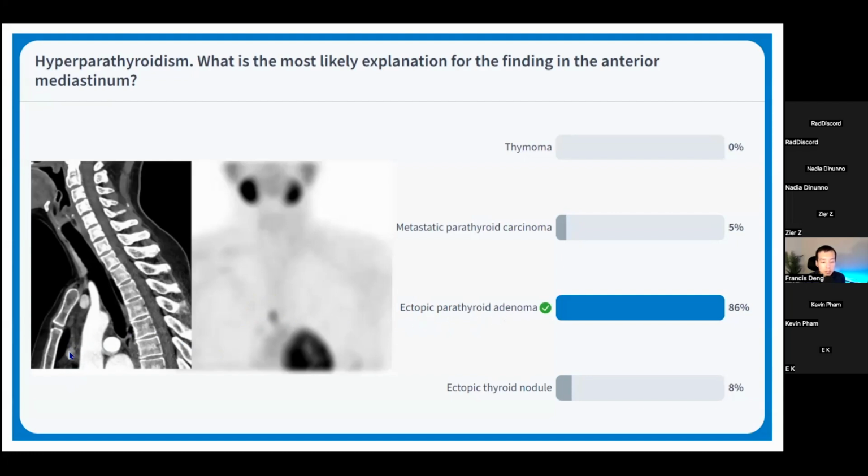One of the ectopic locations that parathyroids can end up in is the anterior mediastinum. The other places that it can end up in are carotid sheaths and retroesophageal, and those are also search areas to look for if you don't find a parathyroid candidate around the thyroid. Right. So this is anterior mediastinal, ectopic parathyroid adenoma.